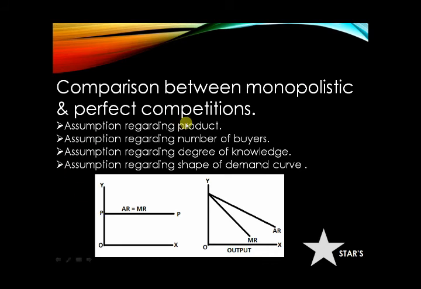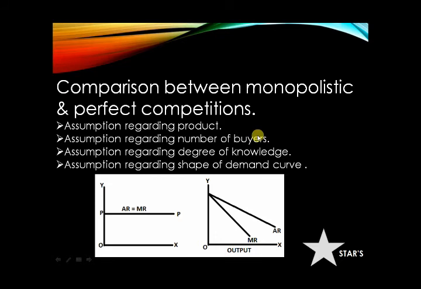Now, comparison between monopolistic and perfect competition. The first comparison is the assumption regarding product. Under perfect competition, it is assumed that all firms produce a homogeneous product, but under monopolistic competition, there is product differentiation. Goods produced by the firms differ in one way or another. Because of the differentiation, each firm is a monopolist of its own product.